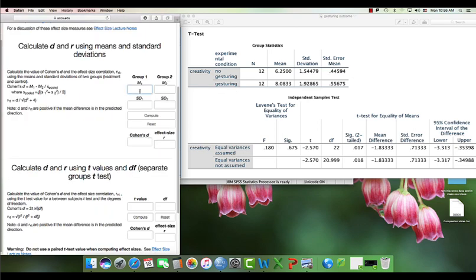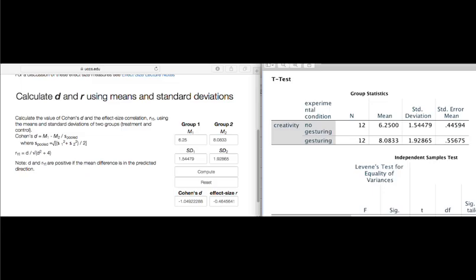So here we're going to enter our mean of our first group. It doesn't really matter which group is which, our mean of our second group, our standard deviation for our first group, and I'm going to enter all the numbers so that I get the most accurate results, and then I'm going to click compute. And here you see we get our Cohen's d of negative 1.05 when we round. That's what we would report in our results section.